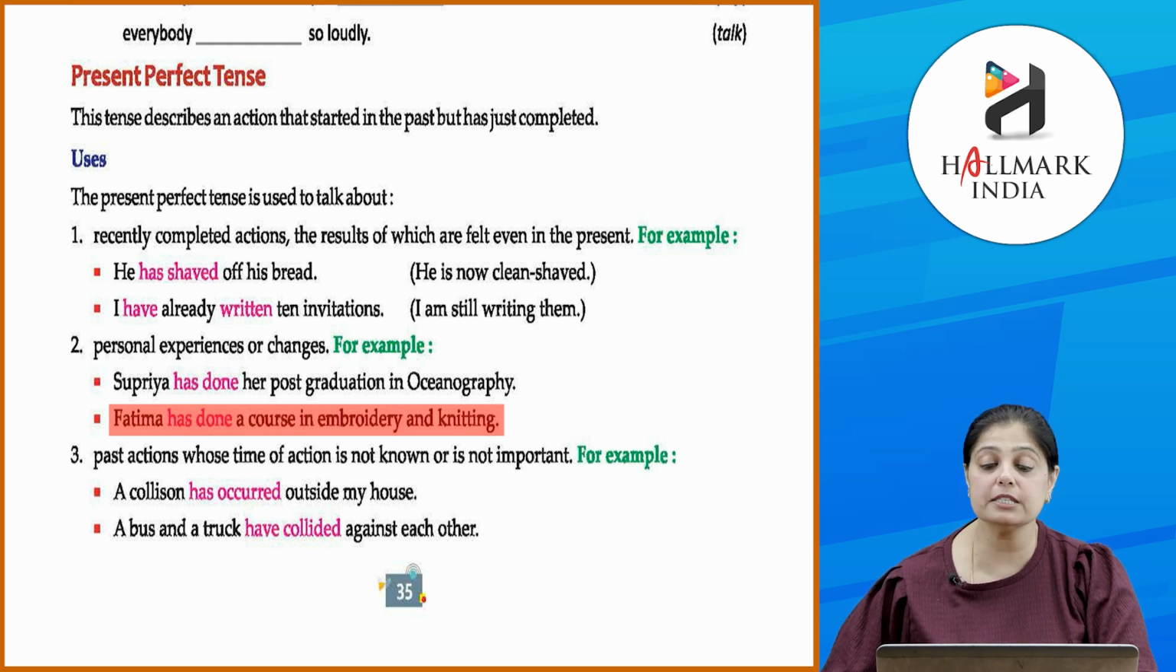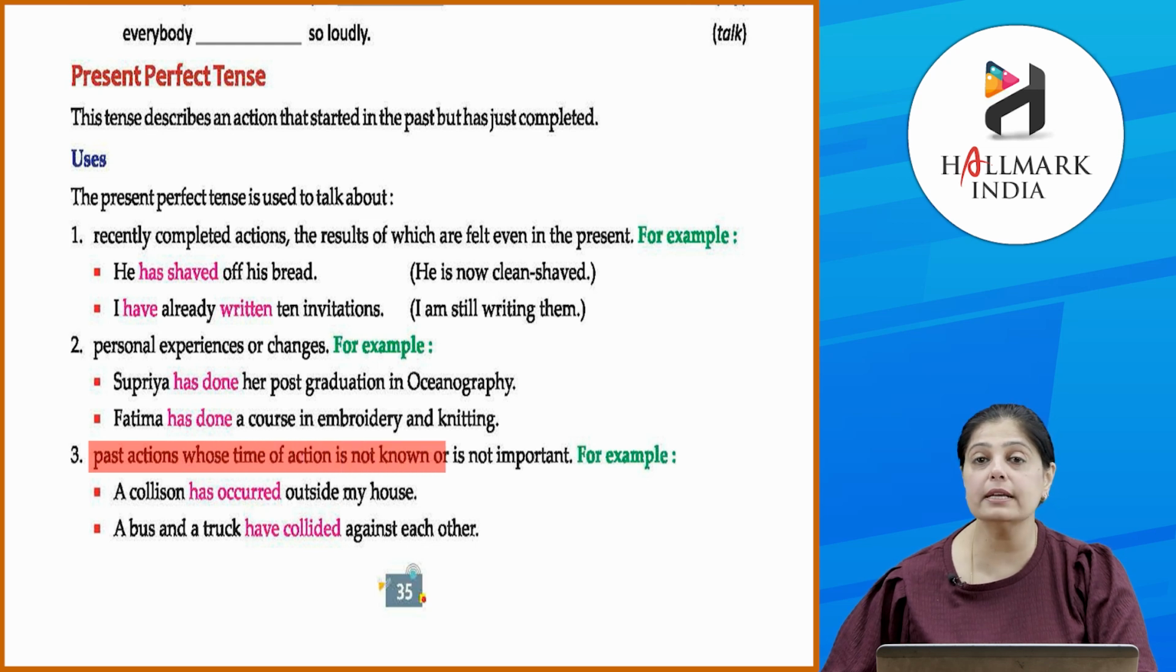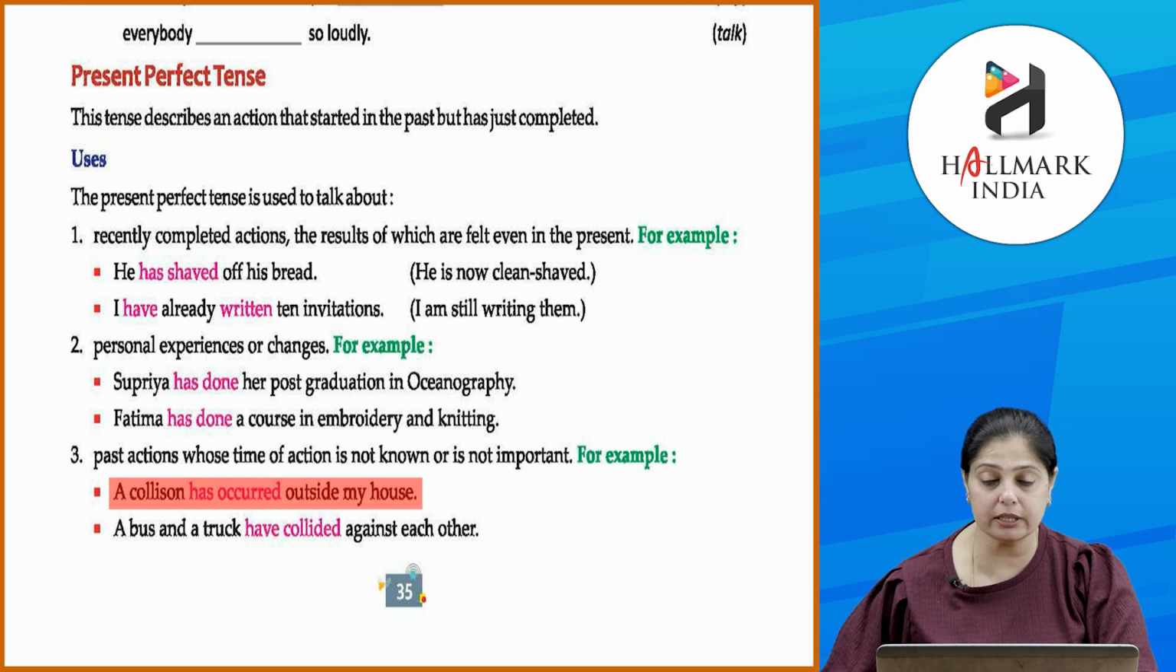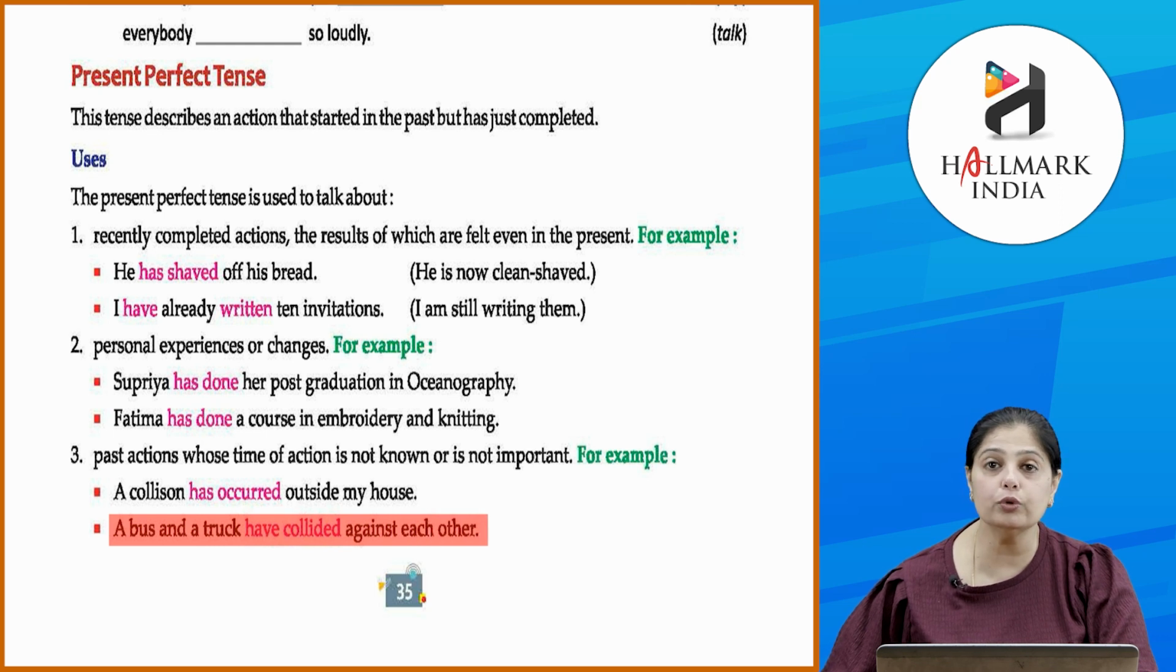Okay. Next is past actions whose time of action is not known or is not important. Okay, a collision has occurred outside my house. कब हुआ है उसके जानने की जरूरत नहीं है. Okay, a bus and a truck have collided against each other. Okay, or maybe we don't know when that accident has taken place.